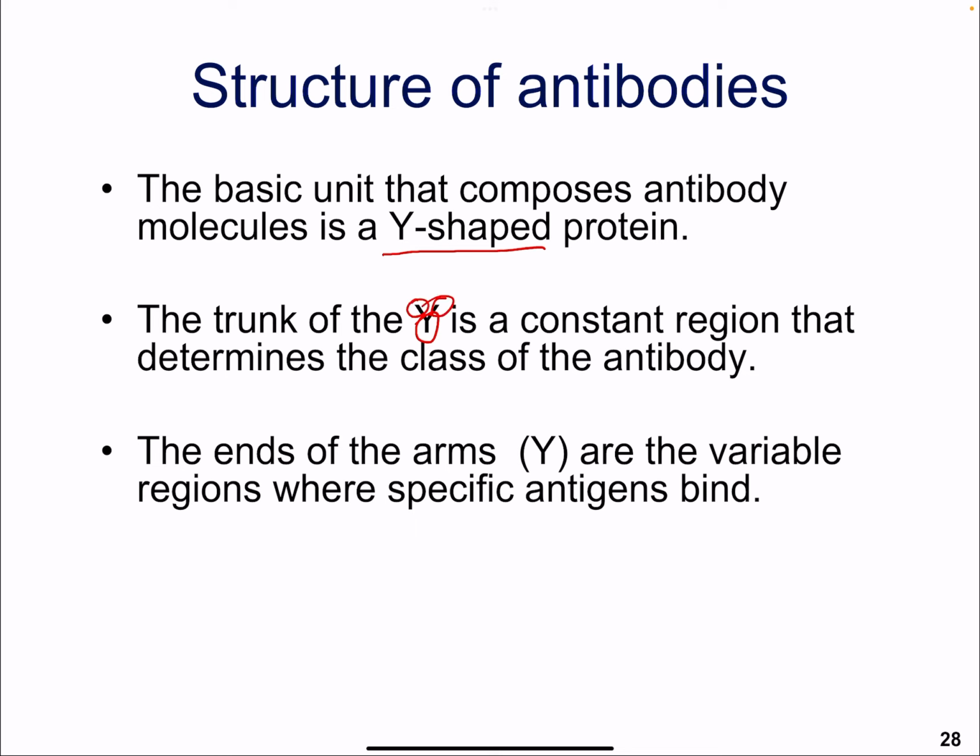The trunk is made up of an area that is the same, a constant region. That constant region determines the class of antibodies. Antibodies occur in 5 different classes. We're going to see that later. The arms of the Y are going to be variable. That is the reason why when one antibody can recognize a particular antigen, another antibody cannot recognize the same area of that antigen. No, that's not possible. Okay? Because it's a matter of 3D matching. Okay?